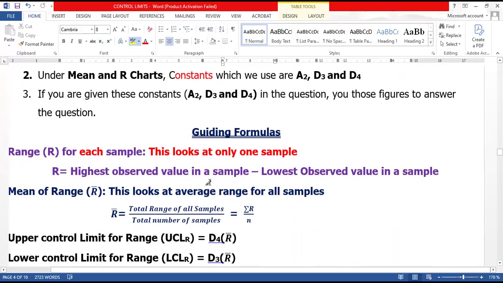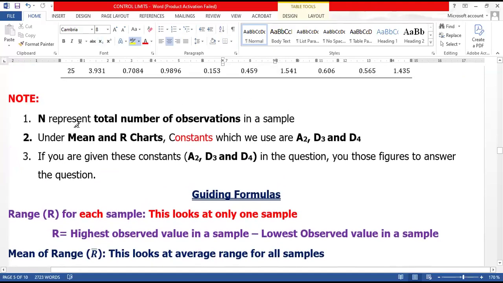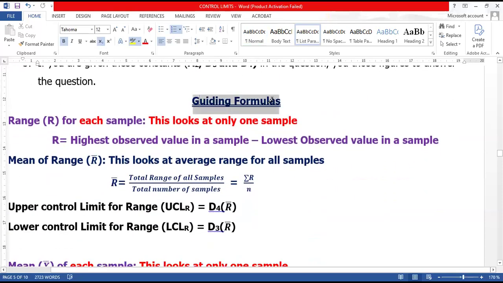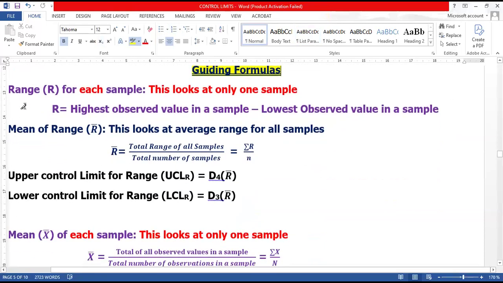Here he tried to explain that N stands for the number of observations in the sample. As we use mean and range charts, in your formula for the upper control limit or lower control limit, you are using either A2, D3, or D4. And these are the formulas for range.